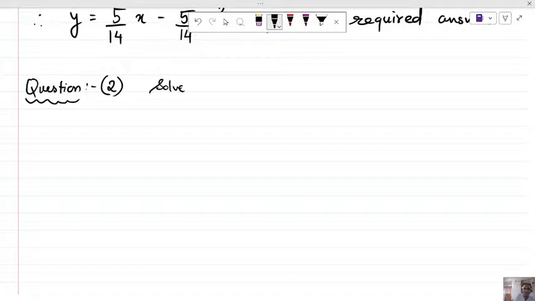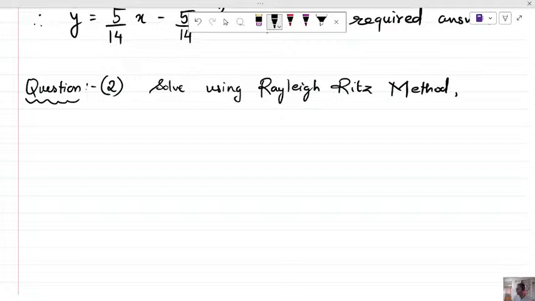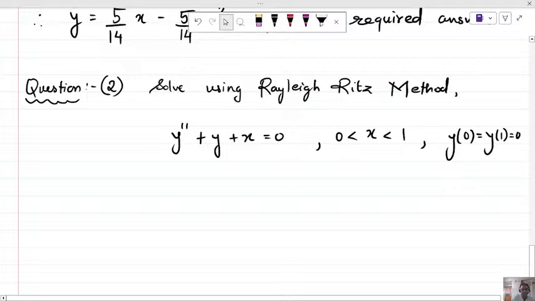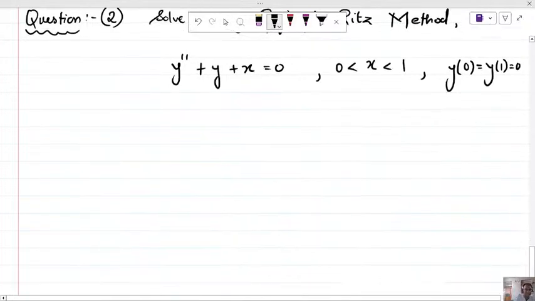Solve using Rayleigh Ritz method y double dash plus y plus x is equal to 0, 0 less than x less than 1, y(0) equals y(1) equals 0. So here, how it is done, let us see.